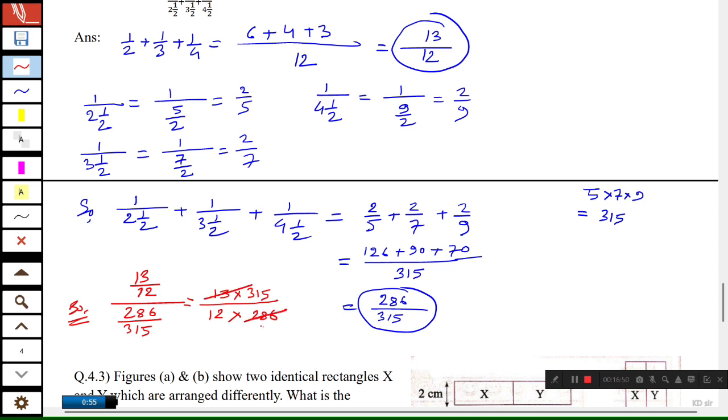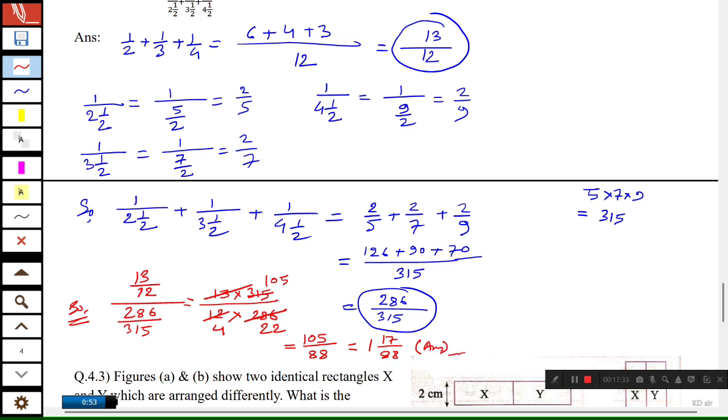If 13 cancels out, we get 22. And we can cancel this by 3: 3 4s are 12, next 3 3s are 9. Nothing else divides. So we get 105 by 88. We can make it a mixed fraction, then we get 1 17 by 88. So this is the answer.